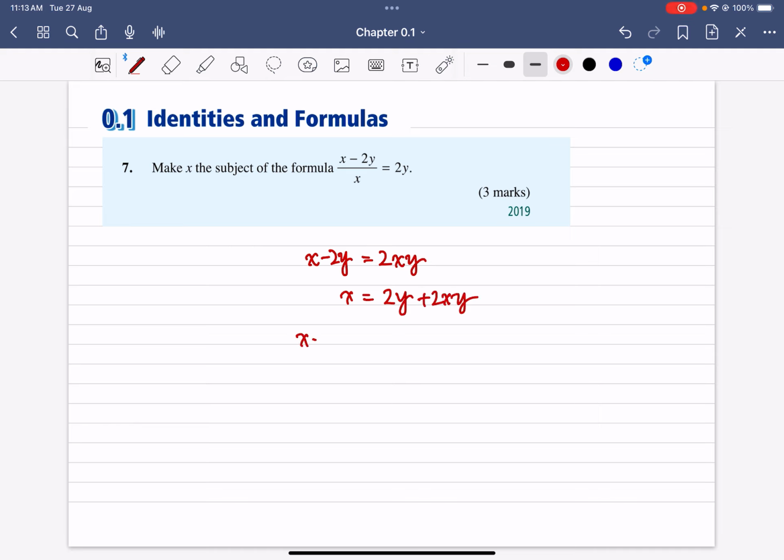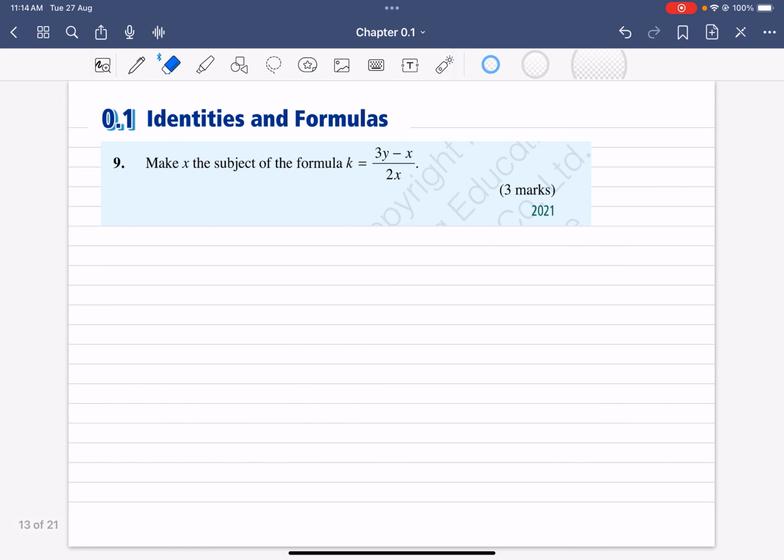And then we move this one: minus 2xy equals 2y. I just don't want to have the negative value for, let's say, minus 2y. So I do it like this, one more step. So x and then 1 minus 2y equals 2y. So at the end, you can get 2y over 1 minus 2y. So that's the answer.